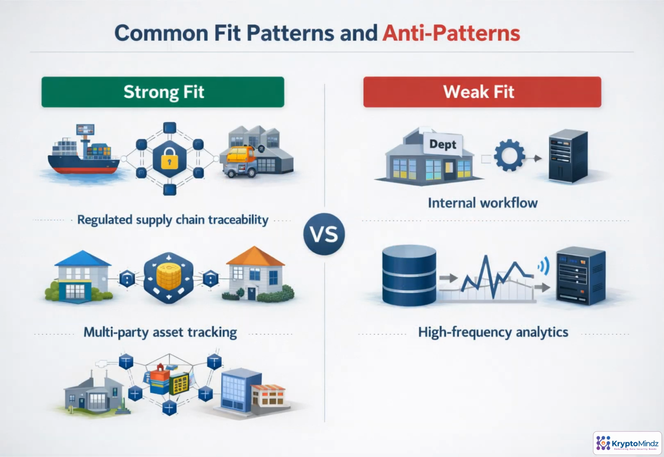Fabric is a strong candidate when several organizations need to write to, validate, and audit the same business record without handing control to one party. Regulated supply chains and asset life cycles are common examples, especially when privacy and governance matter. It is a weak fit when the process is internal, centrally owned, or mainly about speed and volume. In those cases, a database, API integration, or event streaming platform will be simpler, cheaper, and better.